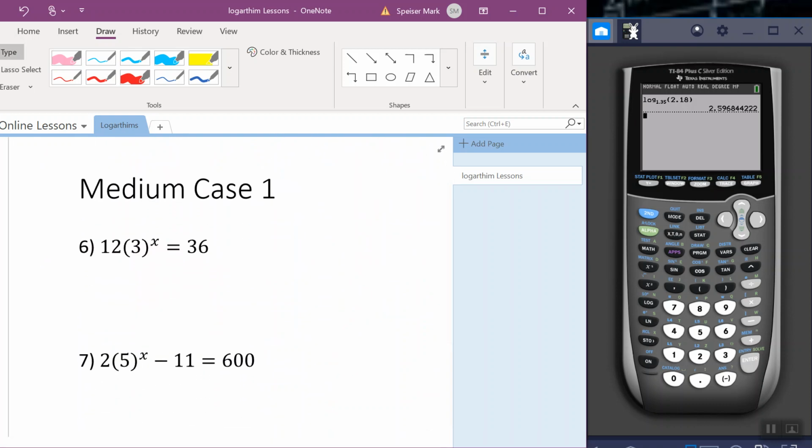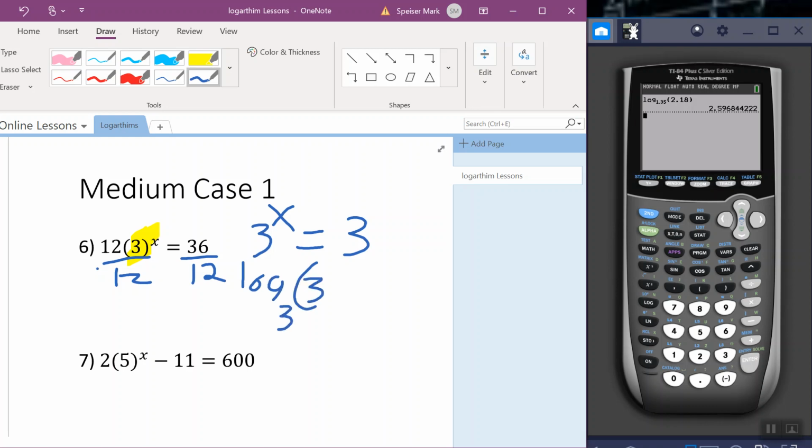On to some medium cases where you need to do a few steps before you work with the exponent. So in this case, you have to get the part I'm highlighting alone, the 3 to the x. So you first divide both sides by 12. 36 divided by 12 is 3. So 3 to the x equals 3. Now you don't even need to take the log. You notice that 3 to a power equals 3, so x equals 1. But if you do take the log, the log of base 3 of 3, when those two numbers match, is always equal to 1. So x equals 1.